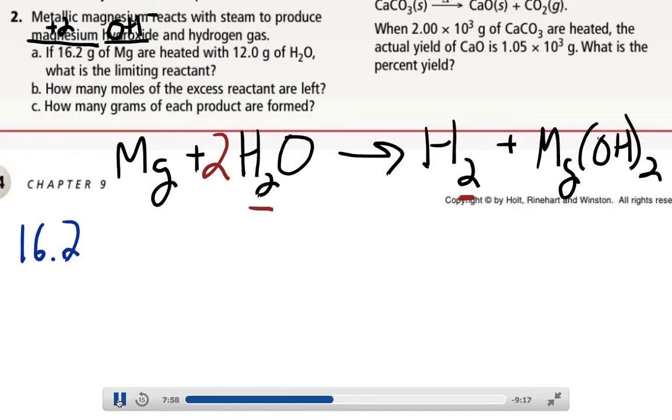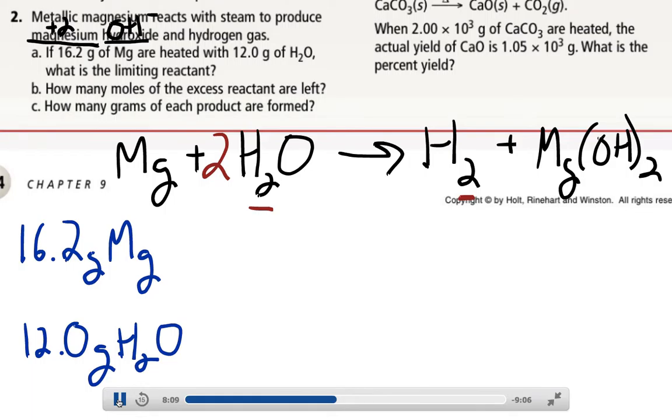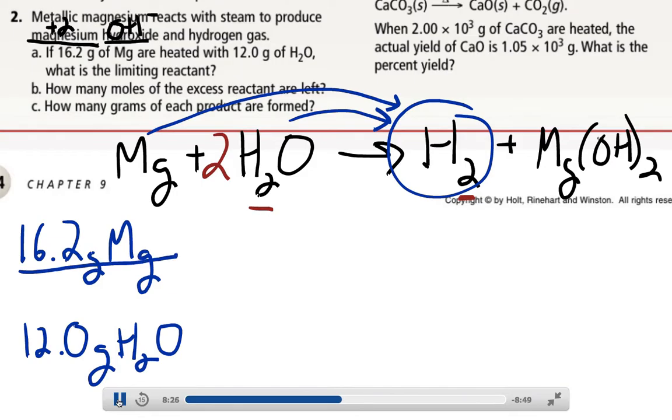So it says we have 16.2 grams of magnesium, and they're heated with 12.0 grams of water. Okay, so I have my 2 reactants. I'm writing them down. What is the limiting reagent? I am going to solve it, and I know books and other things are going to have you solve this differently. I'm going to solve these both for a common product, and it doesn't matter which one. I'm going to solve them both to see how much hydrogen gas they produce.